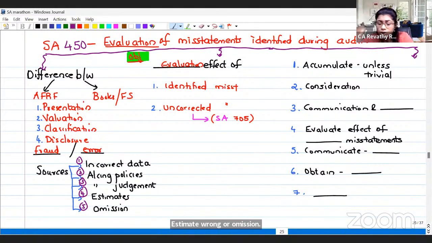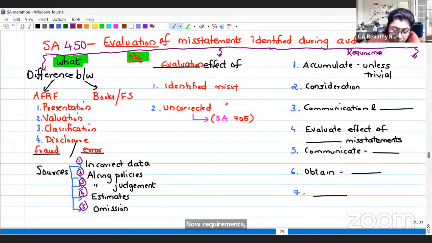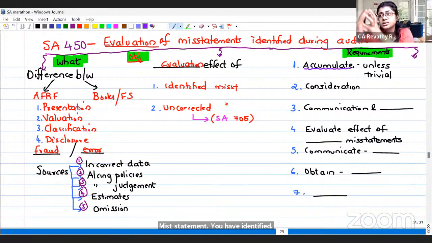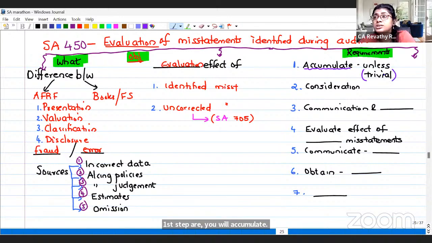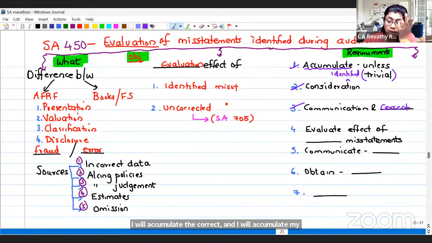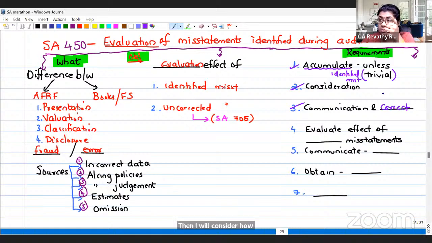Now think practically. You are the auditor. We said objective, we said what is misstatement. Now requirements of SA 450. What will you do? Purchase misstatement, sales misstatement, a lot of misstatements you have identified. First step, you will accumulate, unless trivial. Trivial means small, silly. Now, if all these misstatements together exceed my materiality, I have to change my strategy, plan, program. So I will accumulate the identified misstatements. Then I will consider how these misstatements affect my materiality, strategy and plan.